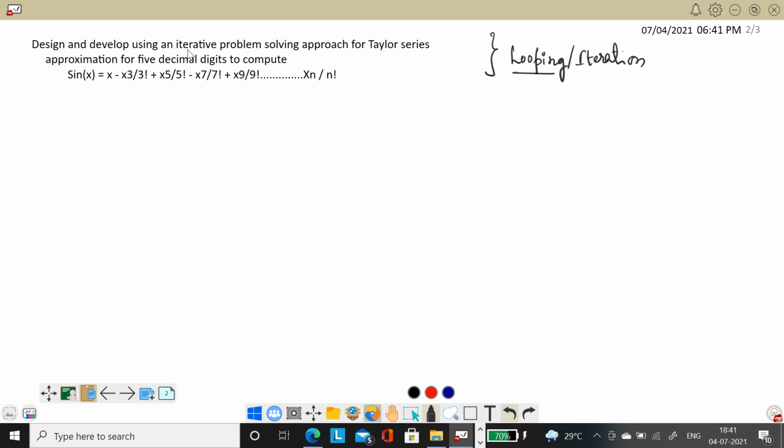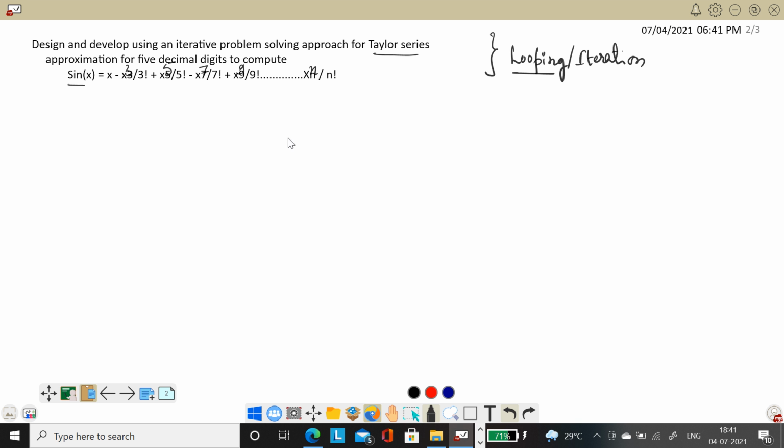So design and develop, using an iterative problem solving approach, the Taylor series to determine sin of x, which is given as x minus x cube divided by 3 factorial plus x to the power of 5 divided by 5 factorial, x to the power of 7 divided by 7 factorial, x to the power of 9 divided by 9 factorial, and so on up to x to the power of n divided by n factorial.